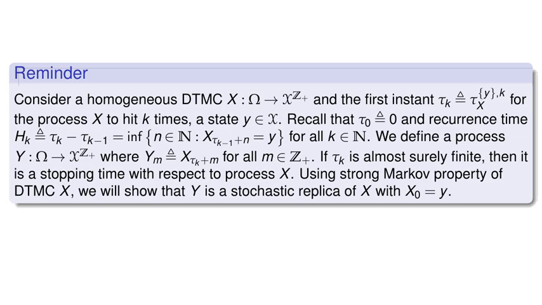We define a process Y mapping from Ω to 𝒳^(Z+), where Y_m is defined as X_{τ_k+m} for all m in Z+. If τ_k is almost surely finite, then it is a stopping time with respect to process X. Using the strong Markov property of DTMC X, we will show that Y is a stochastic replica of X with X_0 = y.